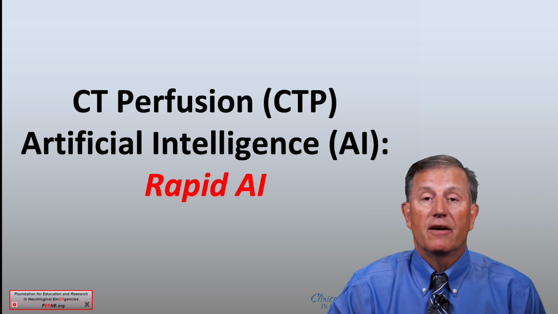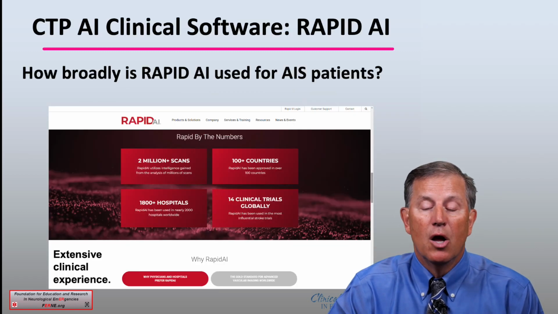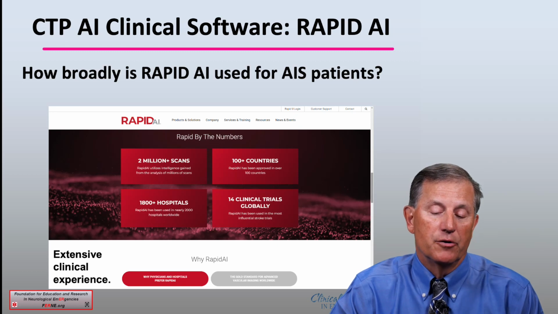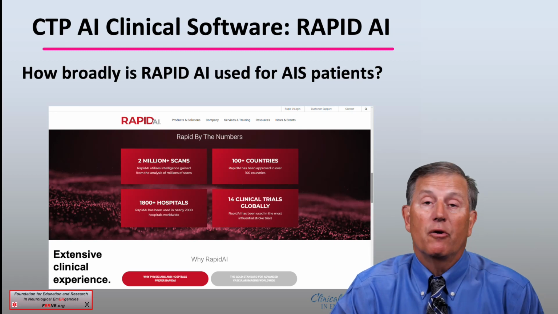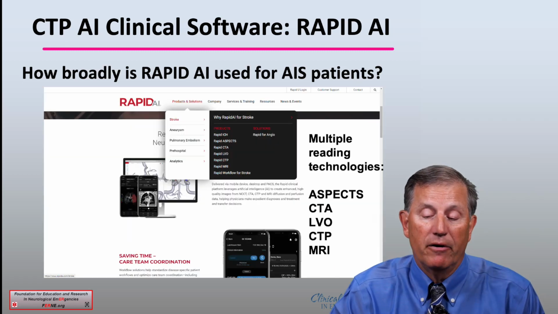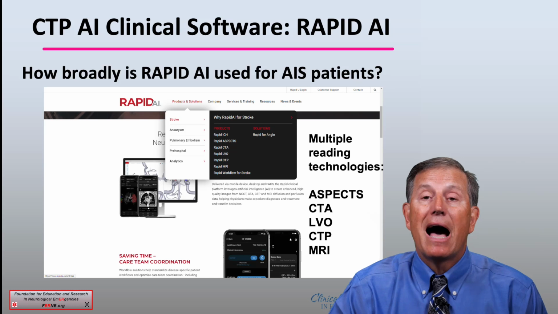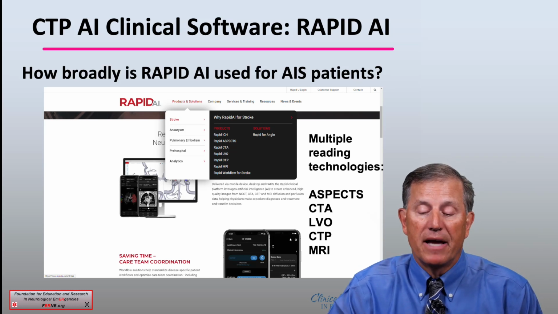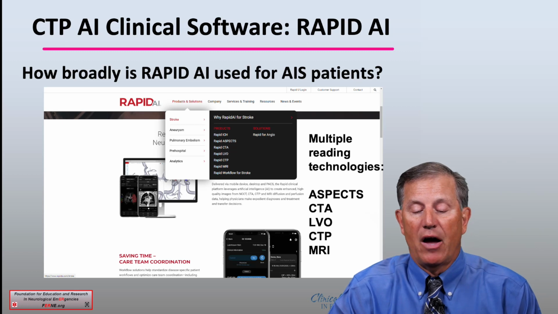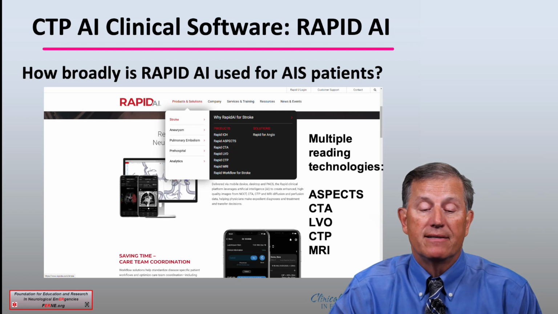So what about these different types of artificial intelligence? One is called Rapid AI. Here are screenshots from their website. It's been done over 2 million times in over 100 countries, 14 clinical trials, 1,800 hospitals, so there is extensive clinical experience. And it does allow for different types of reading technologies to be utilized. The ASPECTS score, CTA, the detection of LVO, CTP, and it can be correlated to MRI testing.